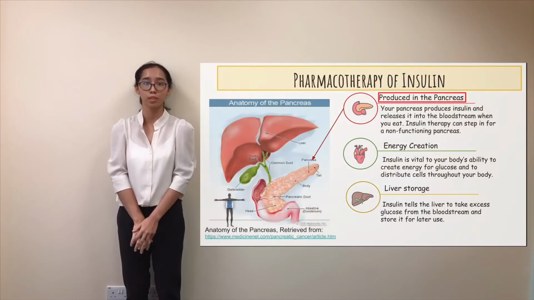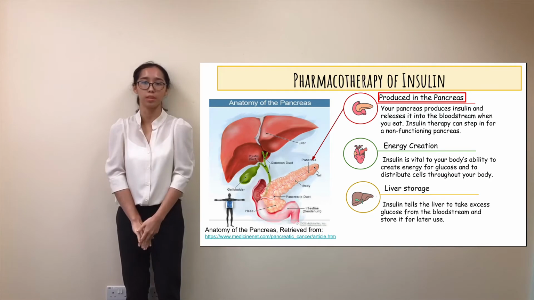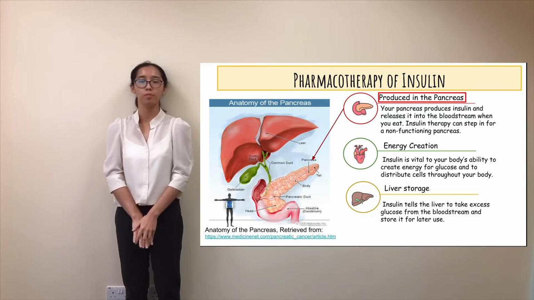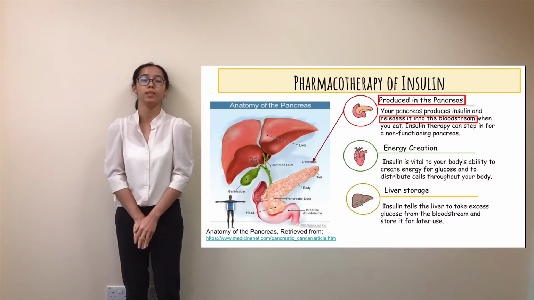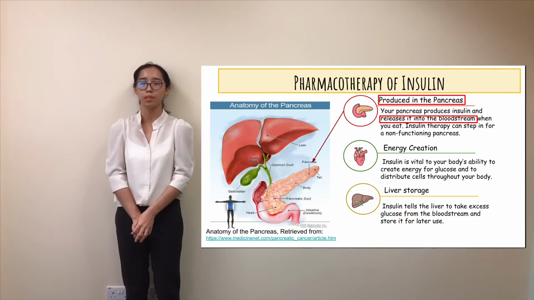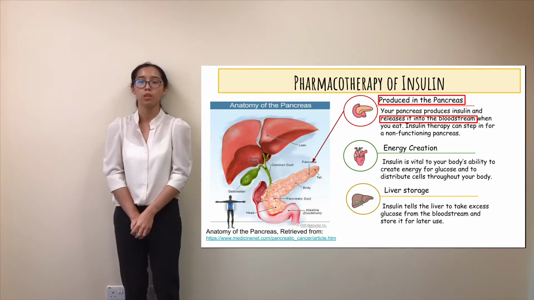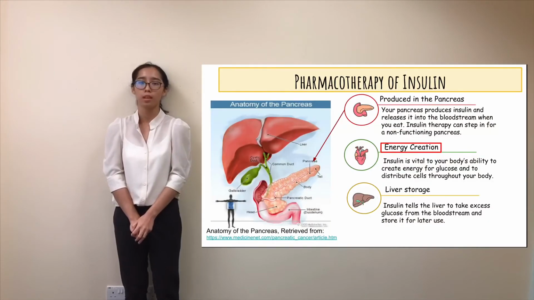So first, insulin is produced naturally by the body in the pancreas. Eating food will trigger this process, and the insulin is released into the bloodstream. But for a person with diabetes, the pancreas produces little to no insulin. So the insulin that's injected into their body can help to cover for the pancreas when there's not enough insulin to meet the body's metabolic needs.